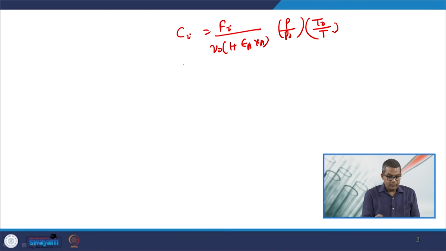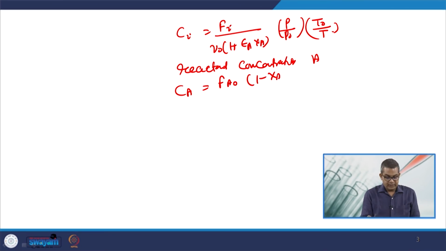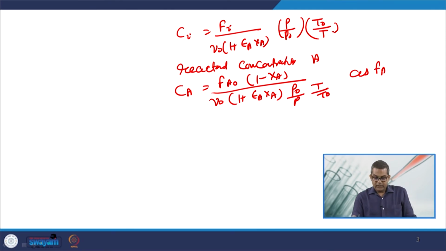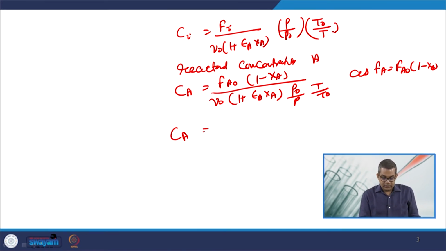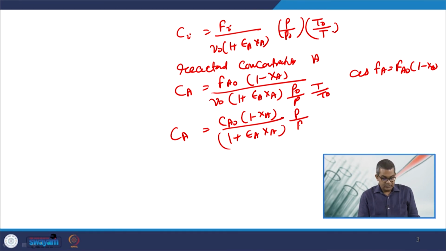Now if we look at the reactant concentration A, then CA is equal to FA0 times 1 minus XA upon v0 times 1 plus epsilon A XA, times P upon P0 times T0 upon T. As we know that FA is equal to FA0 times 1 minus XA, then CA is equal to CA0 times 1 minus XA upon 1 plus epsilon A XA, times P upon P0 times T0 upon T.